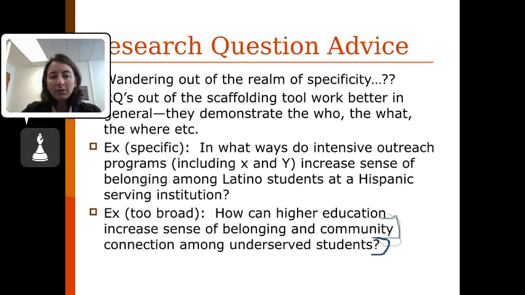And finally, among underserved students is just a huge group, right? Are you talking about first year college students? Are you talking about a variety of different ethnic minority groups? Are you talking about women in the science disciplines, right? There's a lot of different ways to go about this. So maybe being a little more explicit.